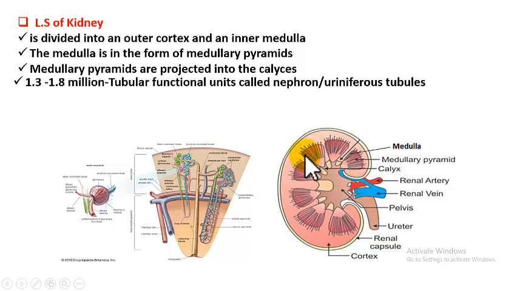And nephrons are present in cortex as well as medulla. Means a portion of it is in cortex, a portion of it is in medulla, and urine is formed in this region. That urine is sent into calyx, calyx sends it into pelvis, pelvis sends it into ureters, ureters carry that to the urinary bladder. Understood, students?